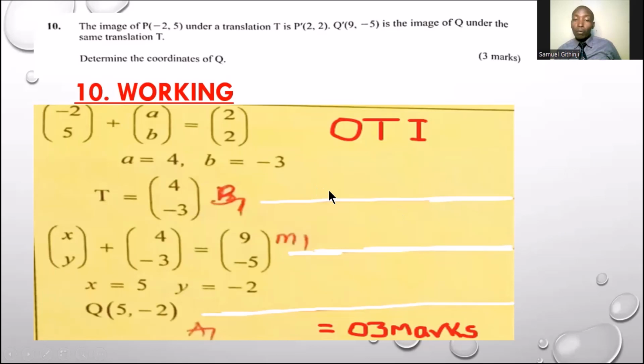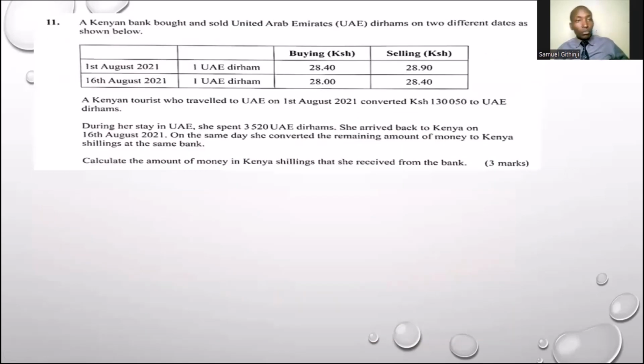This question is very common, my student, and it's easy to handle. That is number... Okay, my student, question number 11.